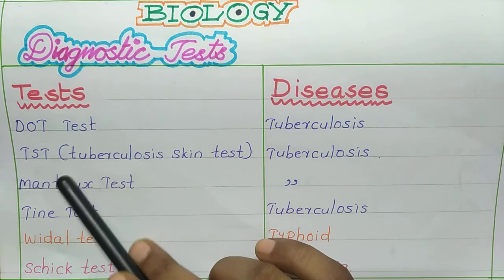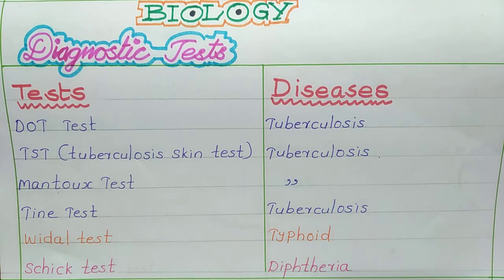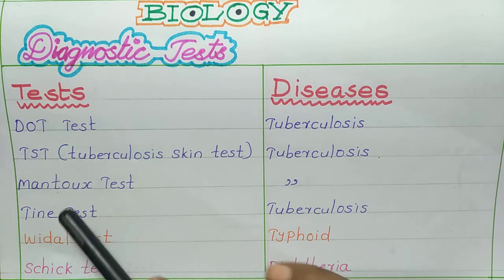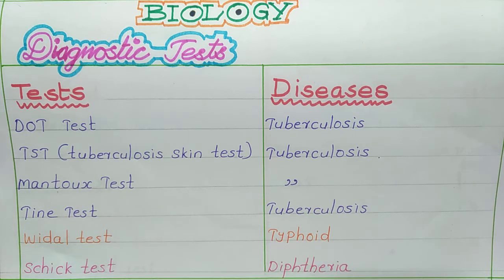TST is the tuberculosis skin test. TST expansion is tuberculosis skin test. It is also for the diagnosis of tuberculosis. Next is the Mantoux test. The Mantoux test is also for tuberculosis. Next one is the Tine test. The Tine test is also for tuberculosis.